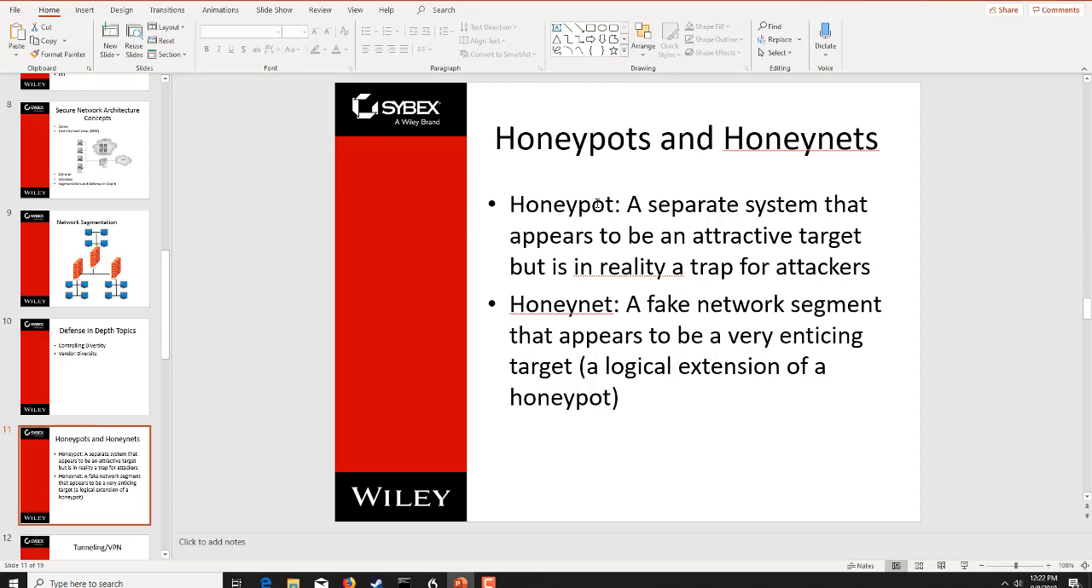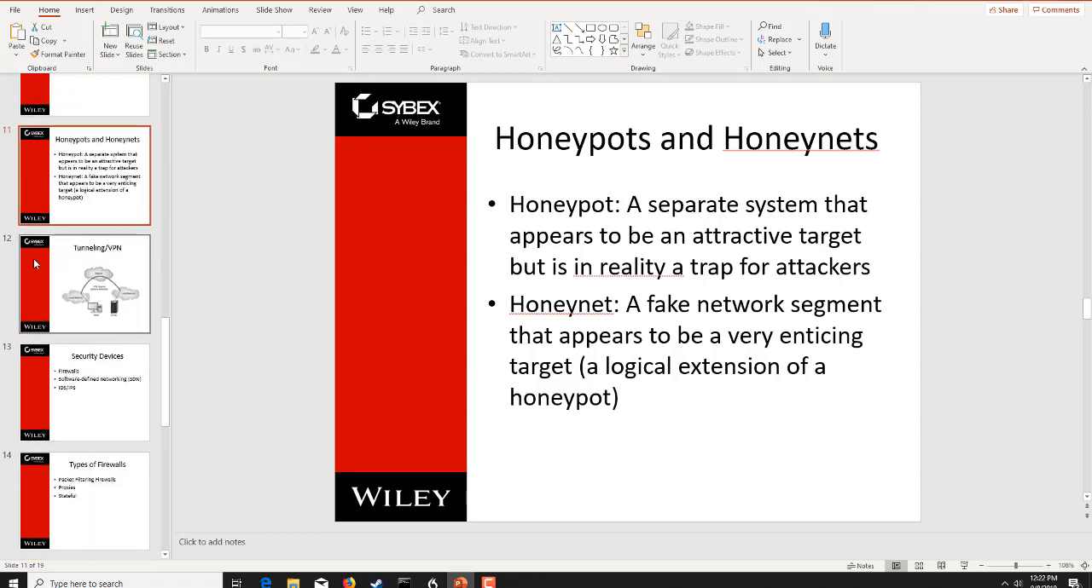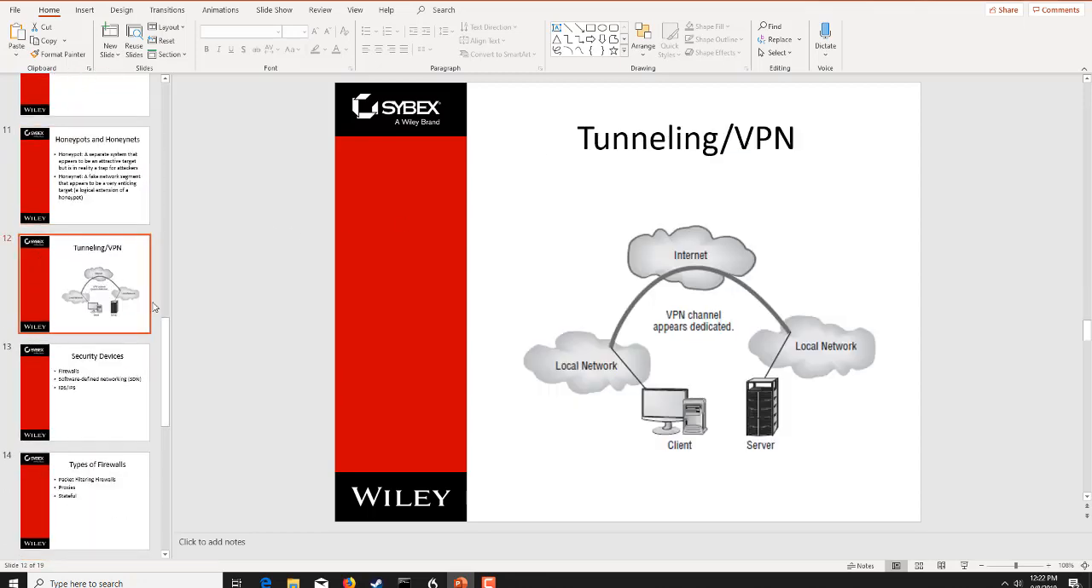So it's a logical extension. Honey nets are a logical extension of a honeypot, in that it appears to be an attractive target, but in reality it is a trap. Think Admiral Akbar, Return of the Jedi. It's a trap. Yeah, I'm showing my age.